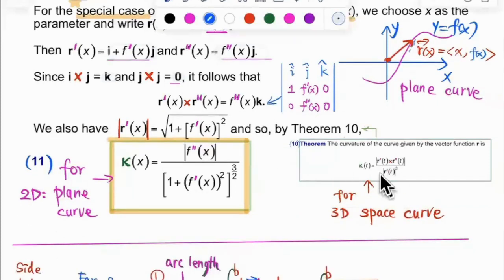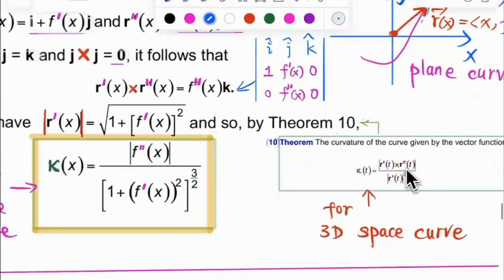Now what else do we need? We also need the magnitude of r prime. Let's take the magnitude here. It will be 1 plus the square of f prime, and then we're going to take the square root of that, so that is to the 1/2 power. But then this formula says that we're going to raise that magnitude to the 3rd power. That's why here it is 3 over 2 power.